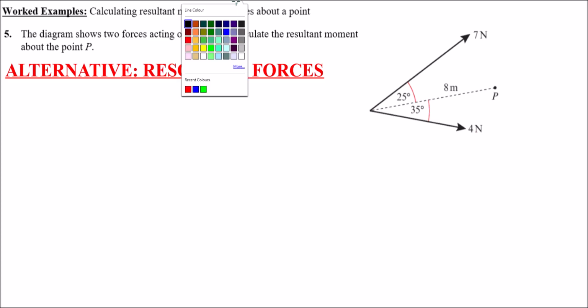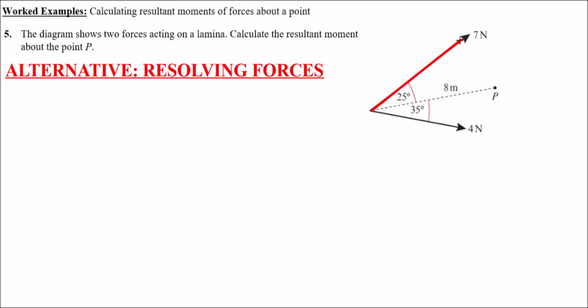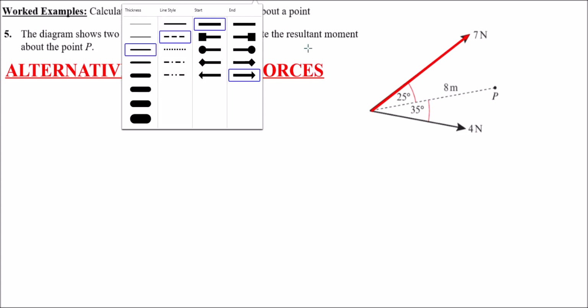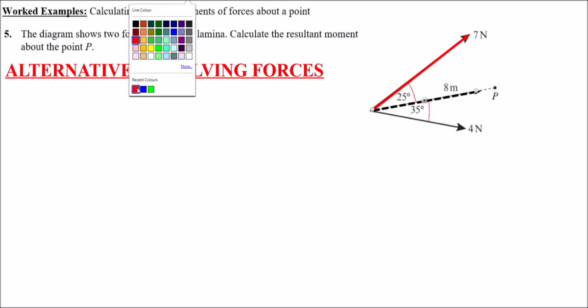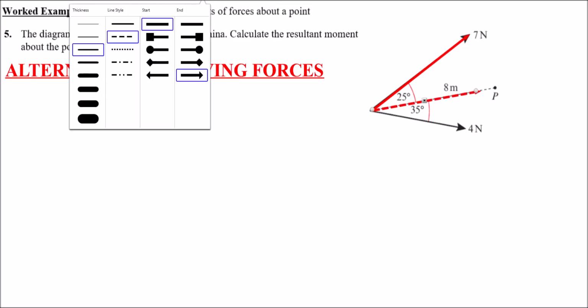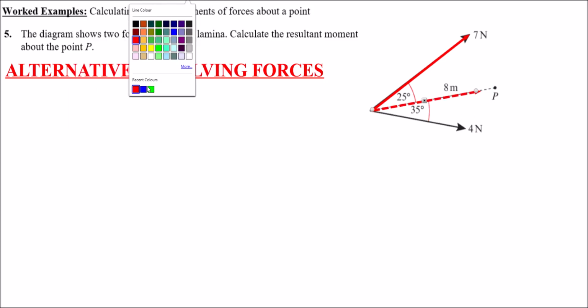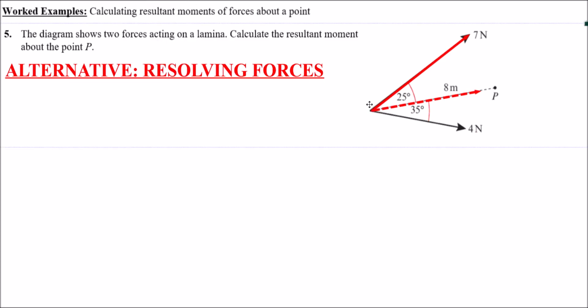So if I have a look at this 7 Newton force first of all, and colour code this one in red, what I could have done is resolved this one in a direction which is parallel to P and going through P, like so. And also done it in a direction perpendicular to P, so going up like this.